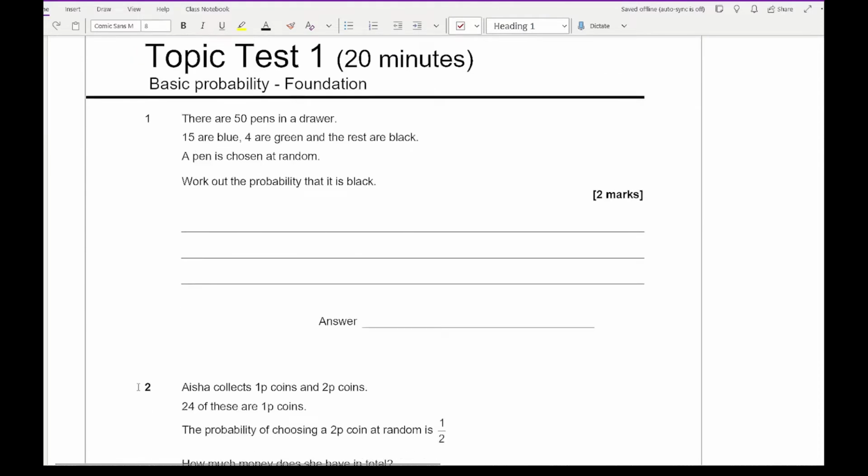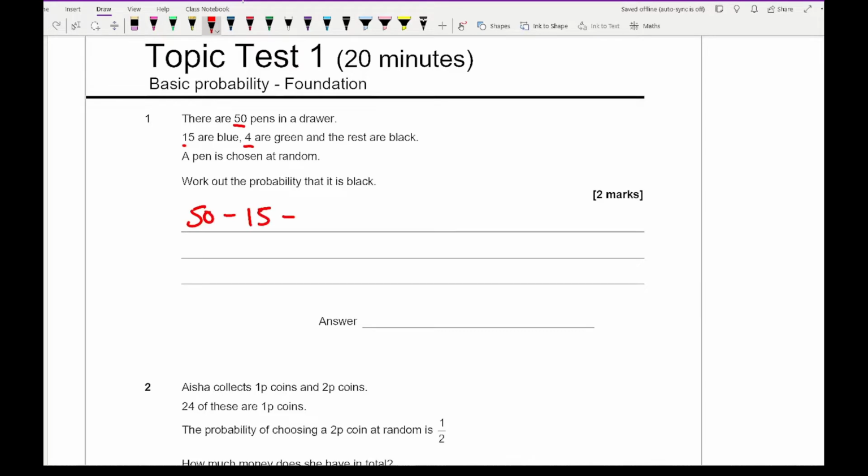It says that there are 50 pens in a drawer, 15 are blue, 4 are green and the rest are black. A pen is chosen at random. Work out the probability that it is black. First we subtract all of the pens that we know, 15 and 4, from the total. So 50 minus 15 minus 4 gives me an answer of 31. That means that there are 31 black pens, and the question is asking for the probability. So the probability is going to be 31 over the total number of pens, which is 50. Then we just need to check, can that simplify? No, it can't, so that there is our final answer.